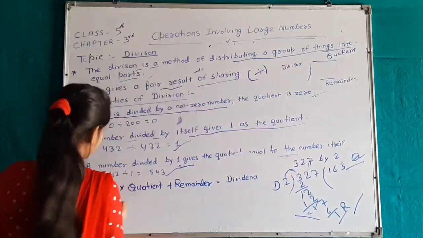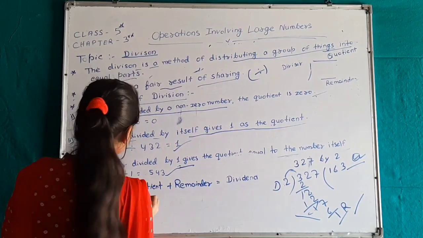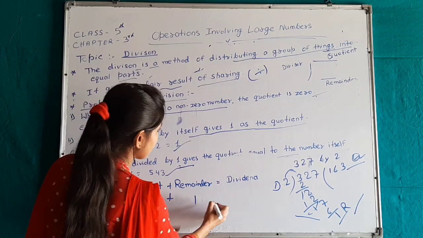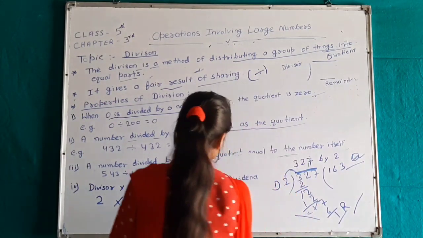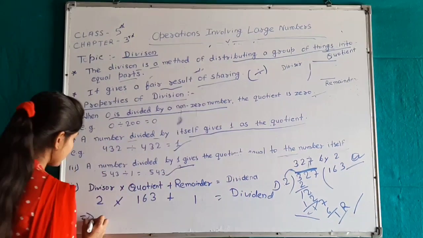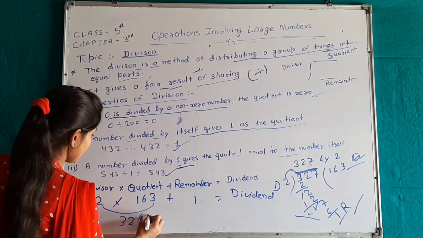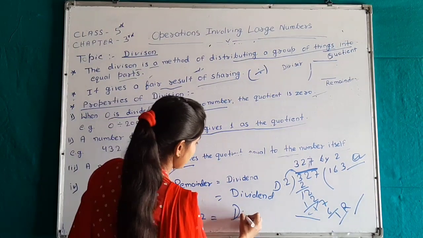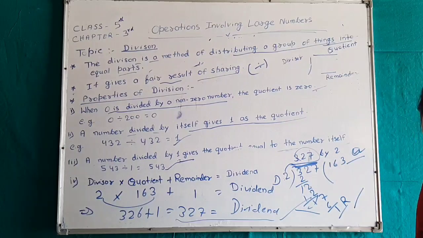Divisor equal to 2, quotient equal to 18, plus remainder equal to 1. This is our dividend. Dividend equals 2 into 18 plus 1. 2 into 8 is 16, 2 into 1 is 2, so 36 plus 1 equals 37, which is equal to the dividend. This proves it.